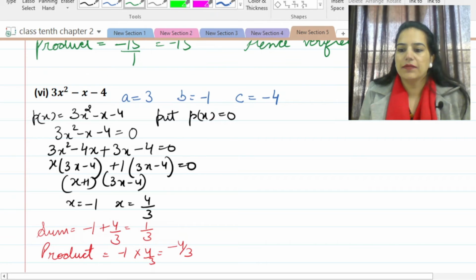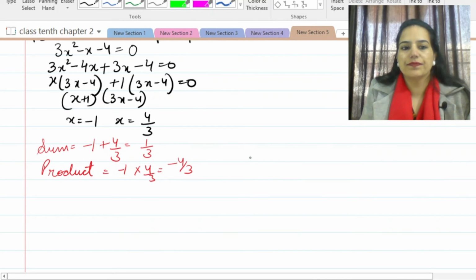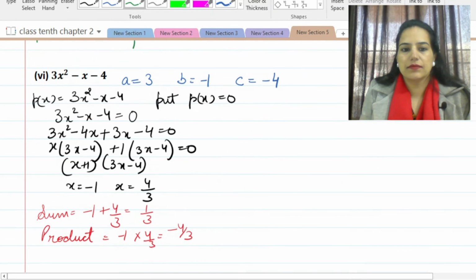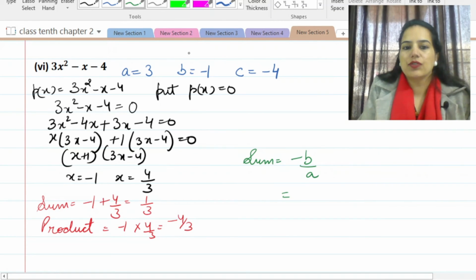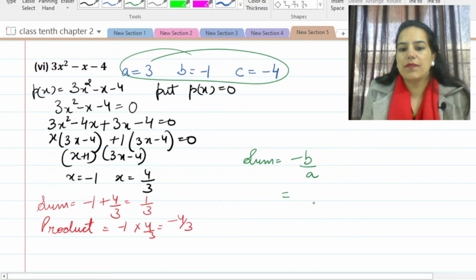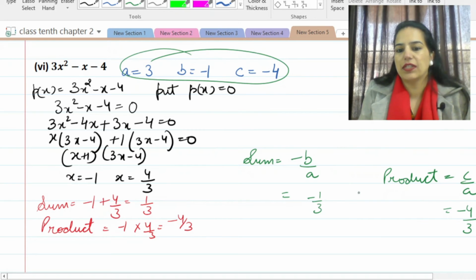So that will be, sum is equal to minus b by a. That is using this one here. So this is minus (minus 1) by 3, which is 1 by 3. I got that. Then I'll find the product. Product is c by a. What is c? Minus 4. What is a? 3. Minus 4 by 3. It is the same as we found. Hence, verified.